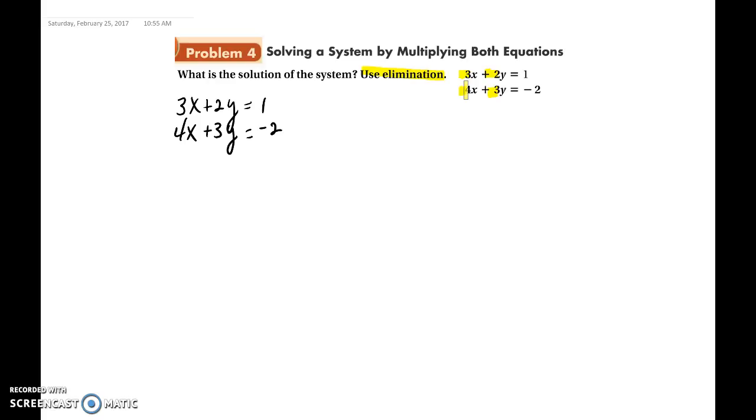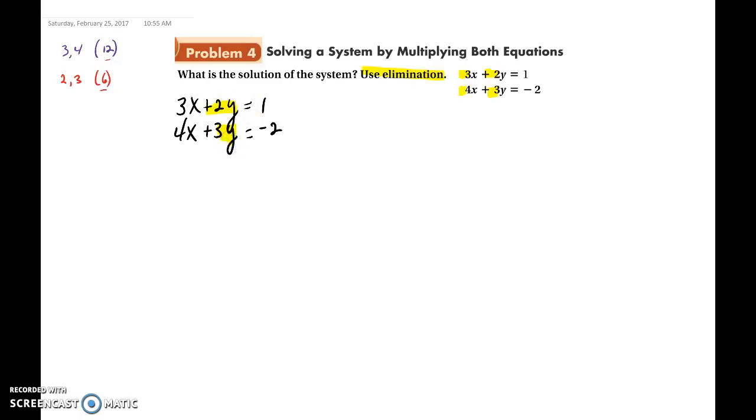And then we just pick one of our variables, so we see what is easier for us to multiply into. 3 and 4, their first common multiple is 12. 3 goes into 12 4 times, 4 goes into 12 3 times, and there's no other number lower that they share. 2 and 3, their first common multiple is 6. 2 goes into 6 3 times, 3 goes into 6 2 times. Since 6 is smaller than 12, I'm going to pick the y values to eliminate.